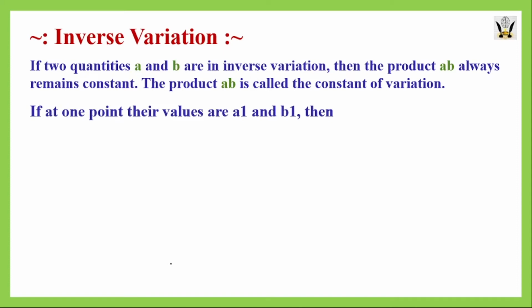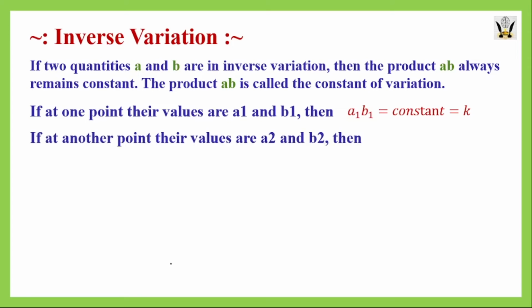Now suppose we have two quantities A and B, and at one point of time their values are A1 and B1. What is the criteria? The product of those two quantities at any point of time will be constant. So we can say A1 B1 will be constant, and that is represented by some constant term K, and that is the constant of variation. Now suppose for the same quantities at another point of time, their values are A2 and B2, so their product will be constant, meaning A2 B2 will be constant, and that constant has the same value, K. So we can conclude that A1 B1 will be equal to A2 B2.